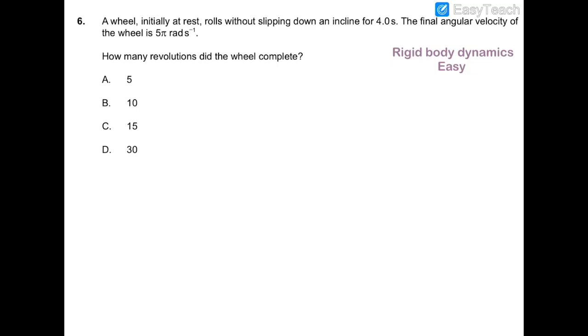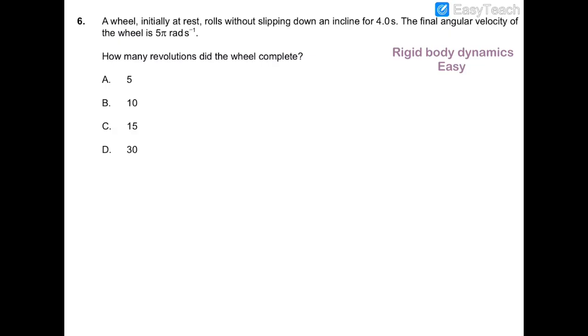In this question, you can see that there is a flywheel which is initially at rest and it rolls down, slipping on an inclined plane for 4 seconds. The final angular velocity of this flywheel is 5 pi radians per second. So we have to find out how many revolutions it completed.